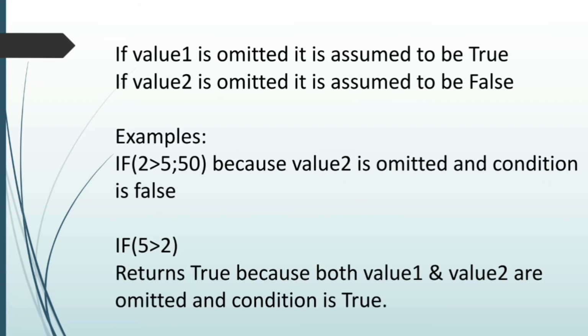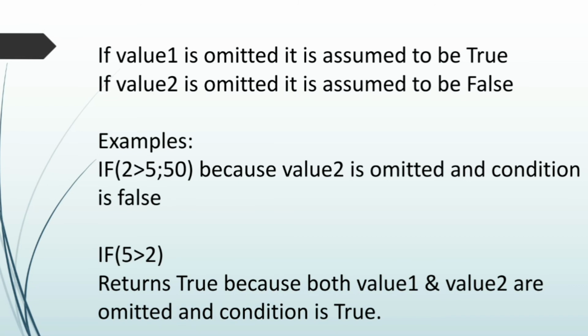If value 1 is omitted from the IF condition, it is assumed to be true. And if value 2 is omitted, it is assumed to be false. Some examples are IF(2>5, 50). So, if the condition is true, the first value would be returned. But in this example, you can see IF(2>5, 50): value 2 is omitted and the condition is false, so it would return the value 0.